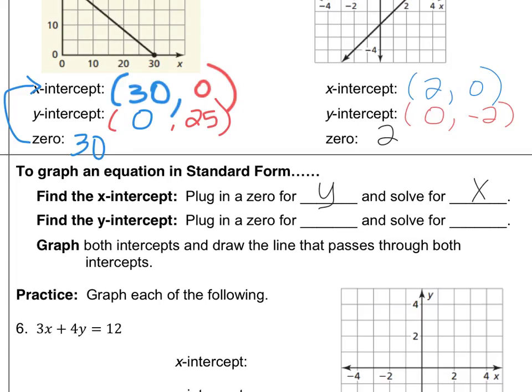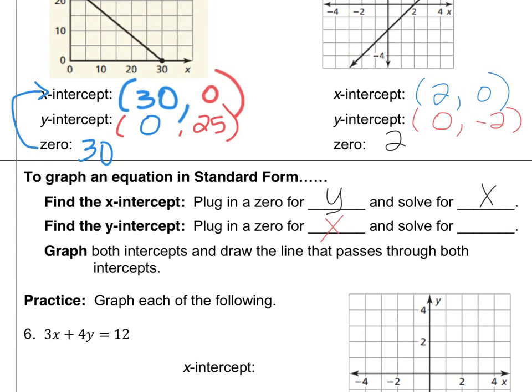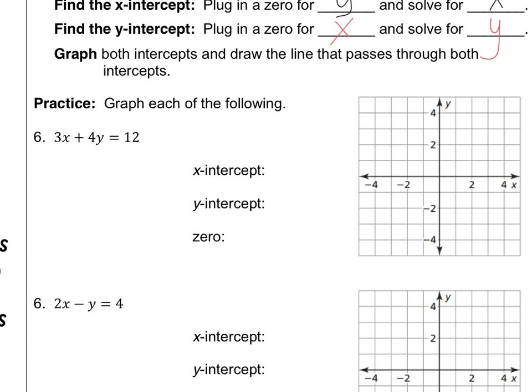And then when we do the y-intercept, it's going to be just the opposite. We're plugging in a 0 for x, because notice on our y-intercept, the x is what is 0. So we're going to plug in a 0 for x, and we're going to solve for y. So let's take number 6 and actually find this.